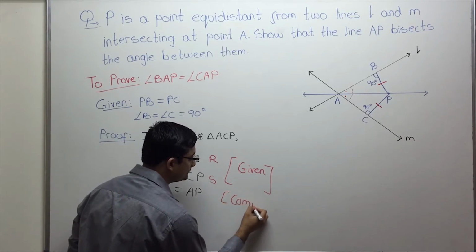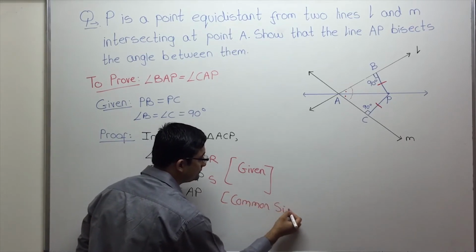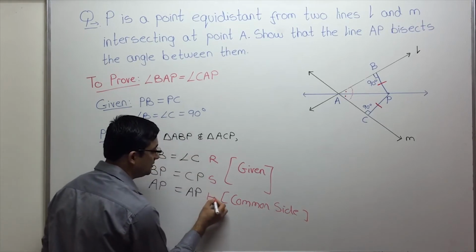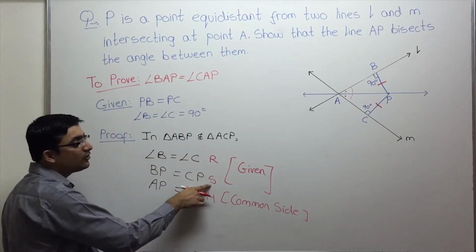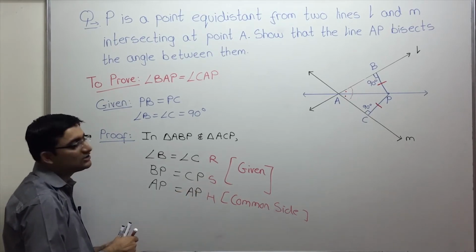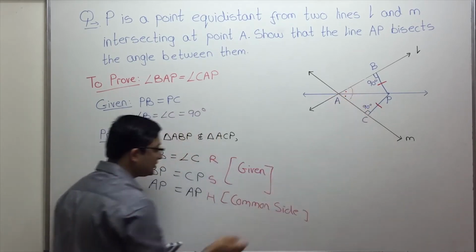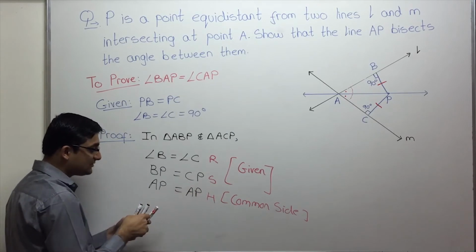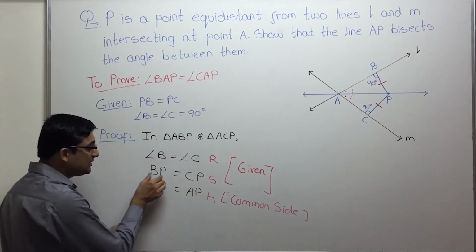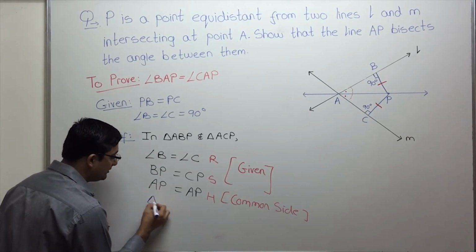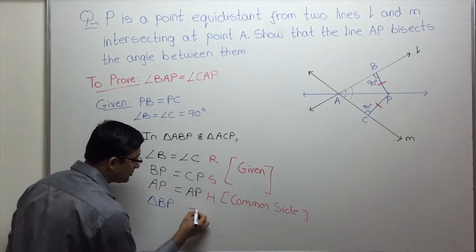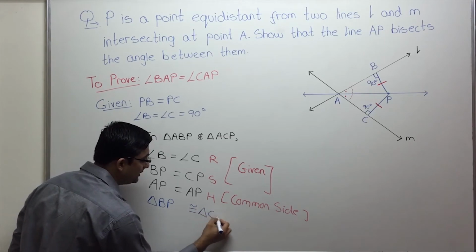So what is this? H. So RHS criteria: in two right angle triangles, if the hypotenuse and one side are the same, the two triangles are congruent. So basically these two triangles are congruent. Which criteria? RHS criteria. Now how do we write the congruence? Take the help of this. BP is equal to CP. So I'll say triangle BPA is congruent to triangle CPA.